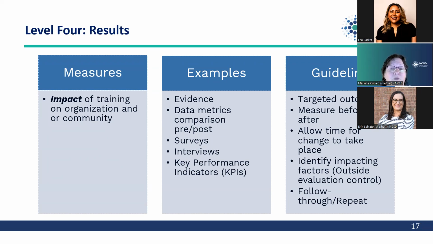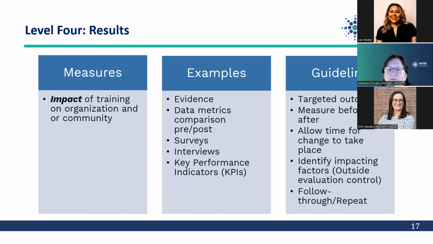Take another look at surveys, interviews, and also take a look at key performance indicators that have been set by the organization for behavioral change. Some guidelines for level 4 is to target the outcomes. It's important to know where you want the learner to go in the training, and that's how you measure the results. If you target what behaviors and outcomes you want, then that is what you are going to measure on at the end of the training.